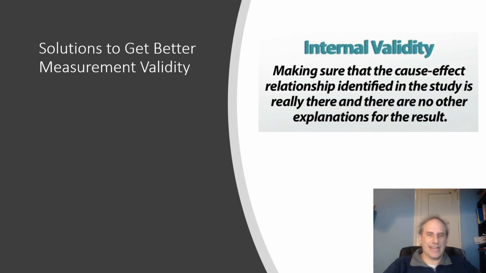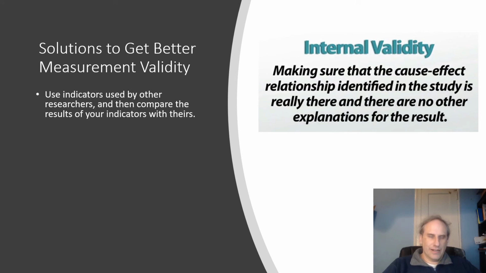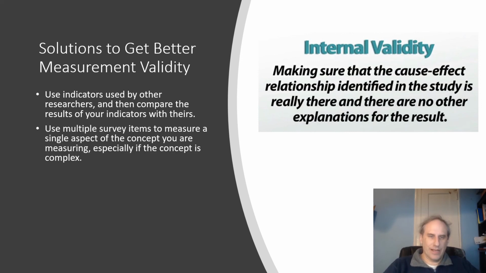So what are the solutions to get better measurement validity? One way is to make sure the indicators you're using were used by other researchers and they had strong justification for using them. Then you can compare your results to their indicators, making your research that much more robust. You sometimes ask multiple questions about a similar concept, especially if the concept is complex. Like if you're interested in people's views on abortion, there are multiple ways to ask about abortion, and you can see if your hypotheses hold up in those different ways of asking about the concept of abortion or whatever other subject you're looking at.